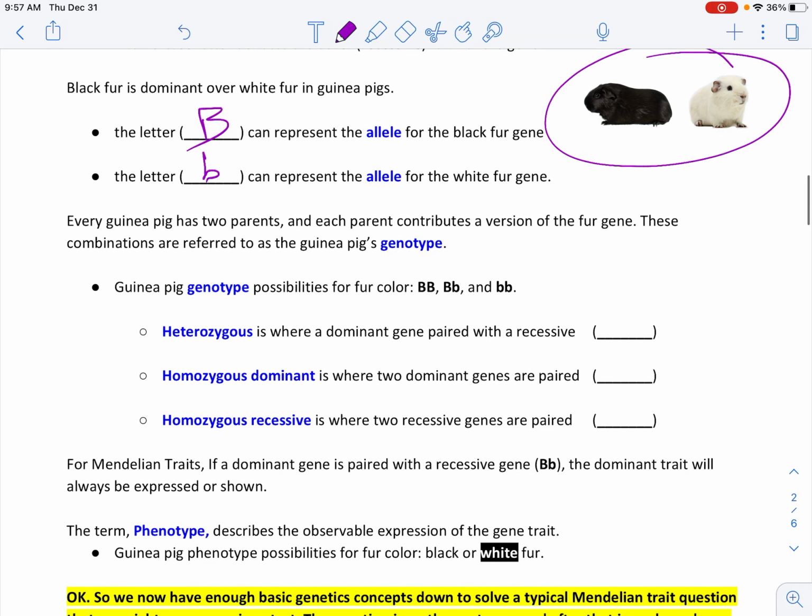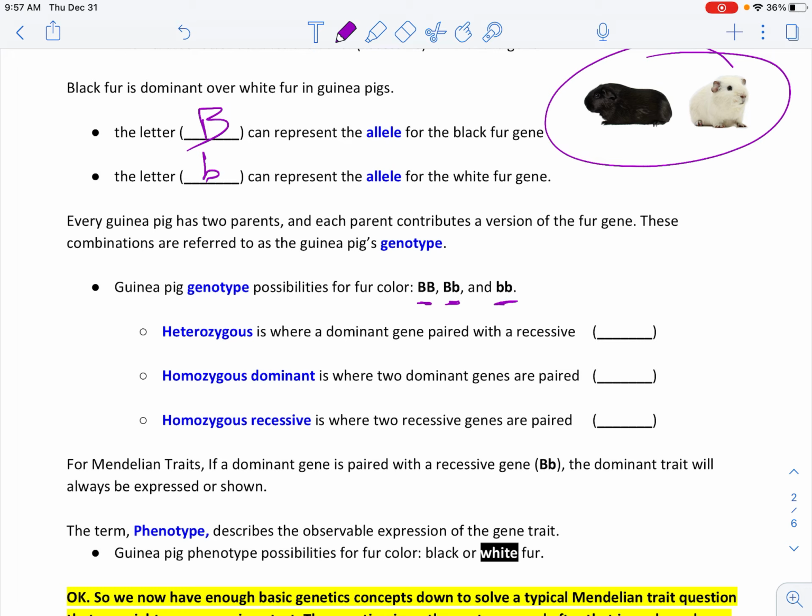All right, the guinea pig genotypes. So again, a guinea pig's going to have two parents, biological mother, biological father. And so if you have two alleles, big B and little b, these are the three possible genotypes, or combinations of alleles, that the guinea pigs could have. This is it. Big B big B, big B little b, or little b little b.